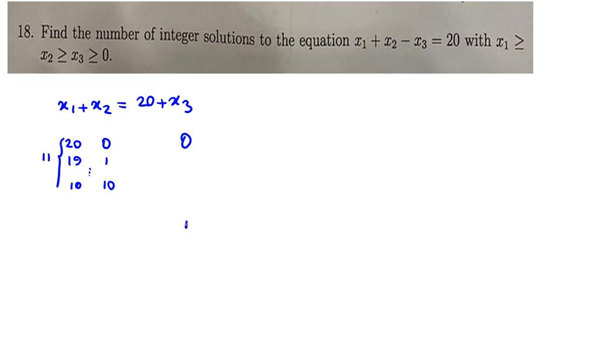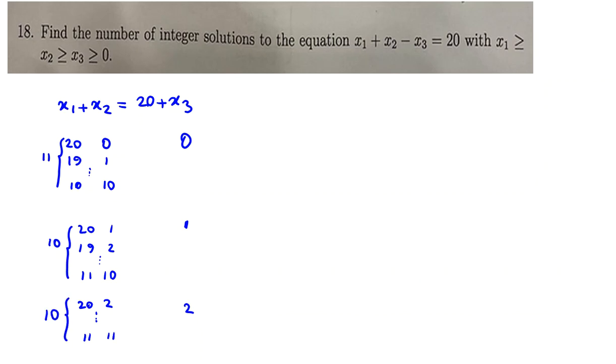11. If x3 is 1, then it will be 21, and both of them are greater than or equal to 1. So it can be what? 20 and 1, 19 and 2, 11 and 10. So how many answers do we have? 10. And the next one, if it is 2, then 22, we have 22 until 11, 11. How many answers do we have?